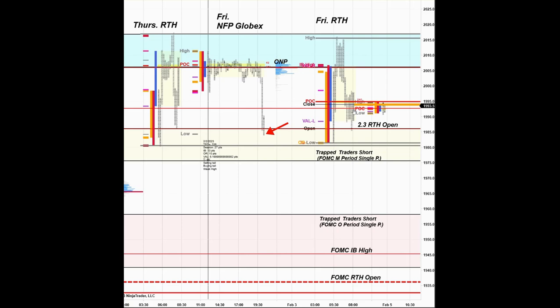But it was very impressive. So again, this is the overnight pivot, the 2006 zone, the RTH open from Friday, which comes out 86 and change. Below it is this trap traders single P. This is the FOMC day, M period. M is in Mary, single prints, trap trader level. Below it, FOMC O period as an open. So that's single print. And then we have the initial balance high. So these are the two levels.